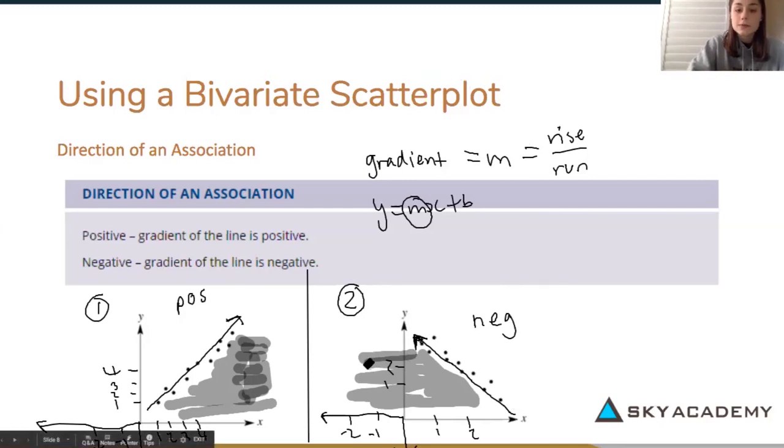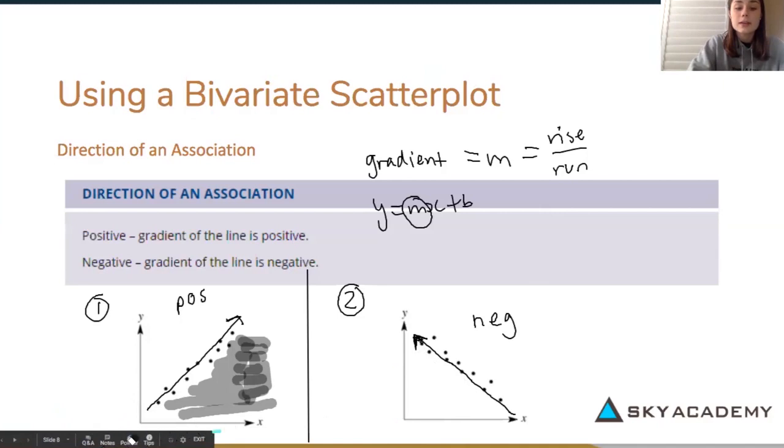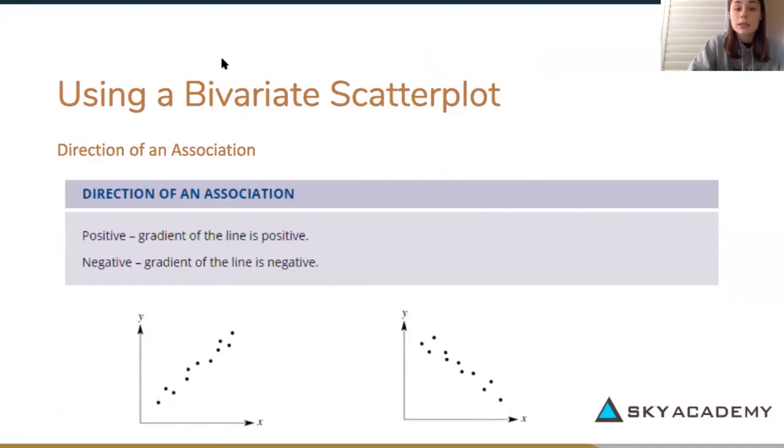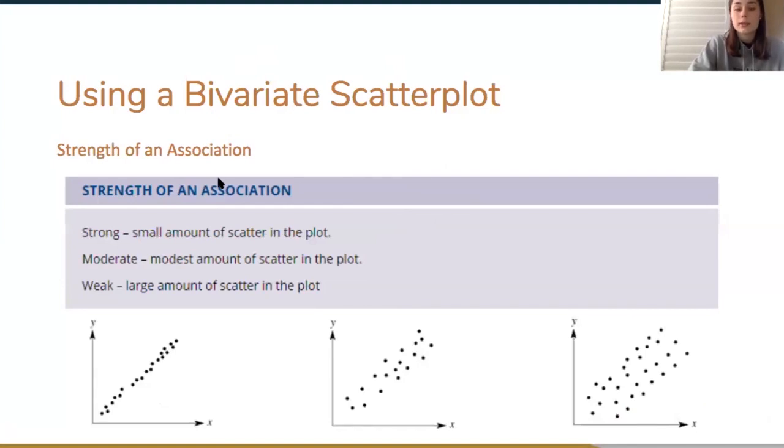So if that's helpful, that's great. If not, just remember you can do it through gradient, rise over run, or you can just remember the direction of the arrow. So if it's going this way, positive, and if it's going this way, negative. So now let's have a look at our third way to describe a scatter plot, and that's the strength.